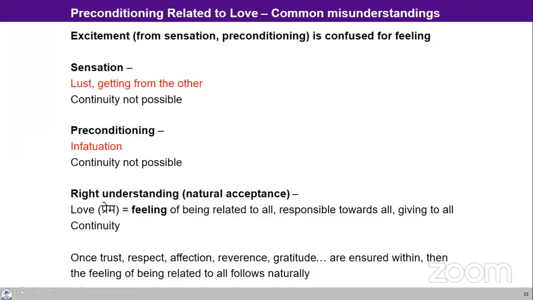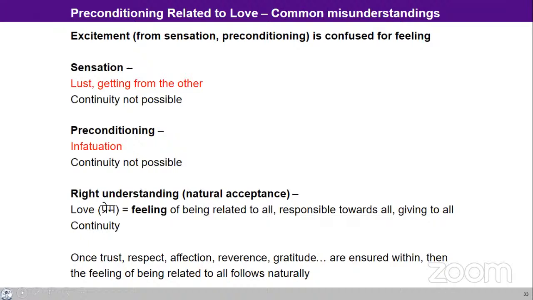Excitement is confused for feeling. Excitement usually we get from sensation and preconditioning. Sensation, lust, getting from other, continuity is not possible. Preconditioning also, infatuation, continuity is not possible. Usually we can listen to these comments, love at first sight, based on infatuation.